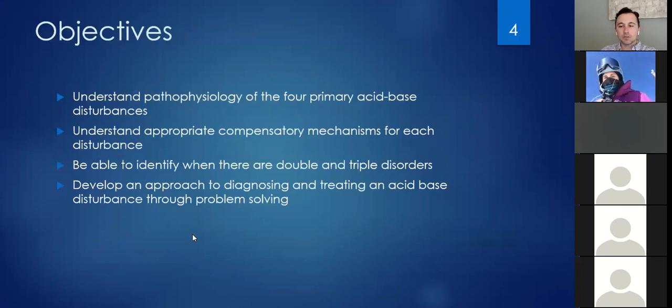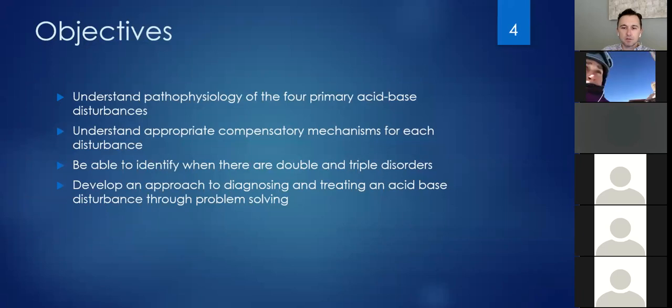In terms of our objectives, here's what we're going to do today. I want to make sure you guys understand the pathophysiology of the 4 primary acid-base disturbances. Make sure we understand the appropriate compensatory mechanisms. Be able to identify when there are double and triple disorders, and then develop an approach to diagnosing and treating acid-base disturbances. We're going to focus on all 4 of these during this session, but then in the acid-base workshop session at 2 o'clock, we're really just going to focus on the 4th one. I think you'll get the most out of this if you can attend both sessions.